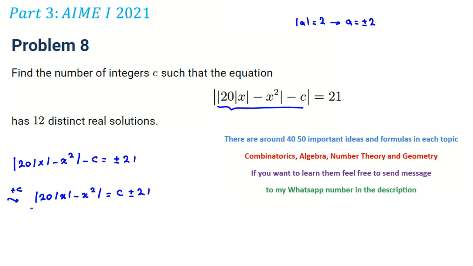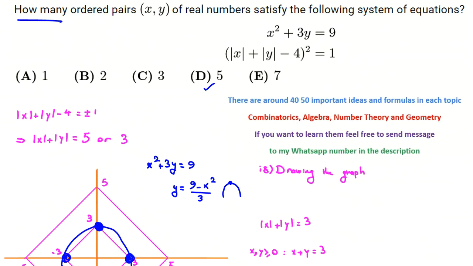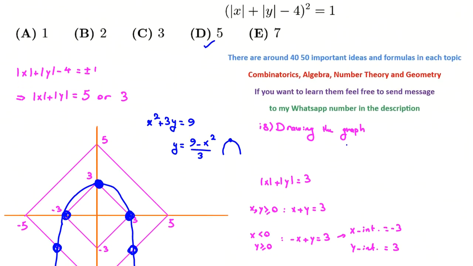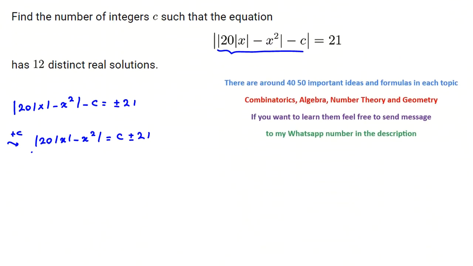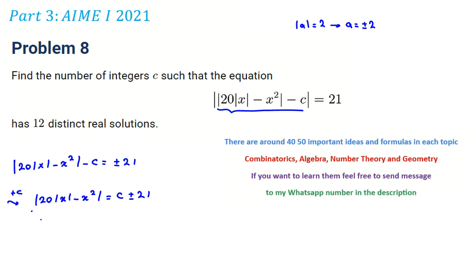Okay. Now here we want to use the same idea that was useful in the previous AMC problem. In the AMC problem, we used what? Drawing the graph. We drew the graph and solved the problem. Here, I want to draw this graph. Okay?